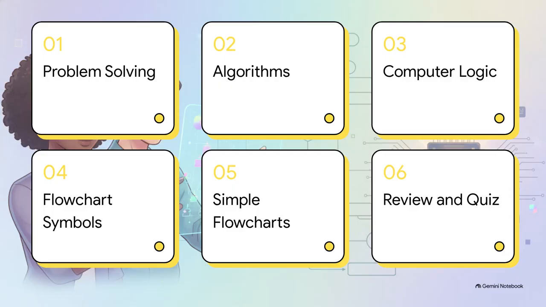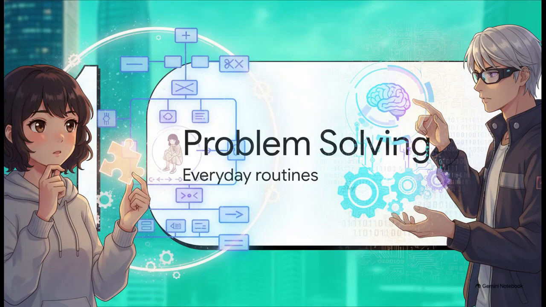Here is our game plan for today's masterclass. We'll start with everyday problem solving, then figure out what algorithms actually are, and look at computer programs and logic. After that, we'll learn flowchart symbols, build our very own simple flowcharts, and finally, wrap up with a quick chapter review and quiz. All right, let's kick things off with our first topic, everyday problem solving.